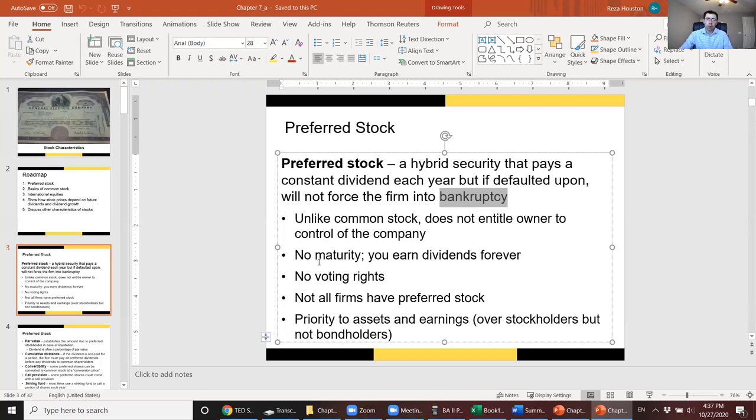Other characteristics about preferred stock you should know is that there's no maturity on these things, and there's also no voting rights. So if you own a share of preferred stock, you will never get a say in the actions that the board or the management team undertake.